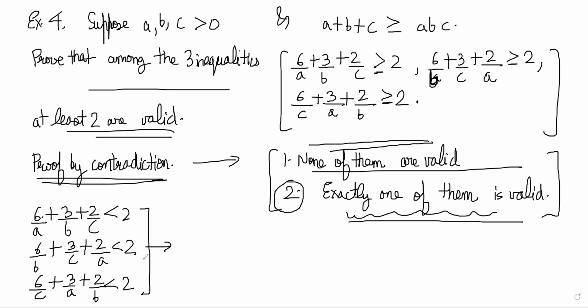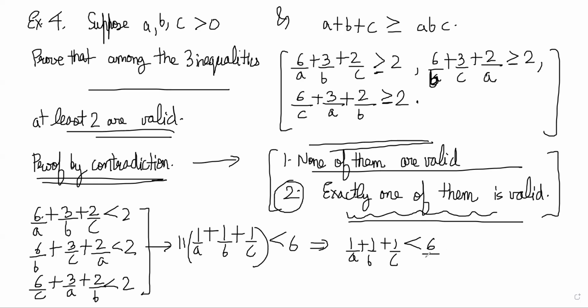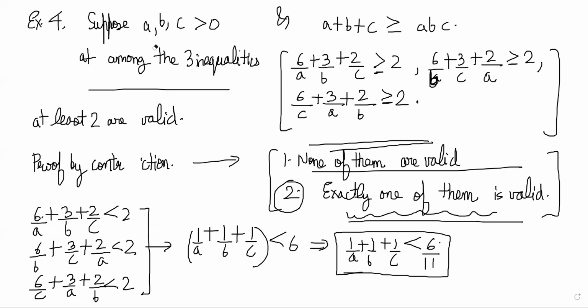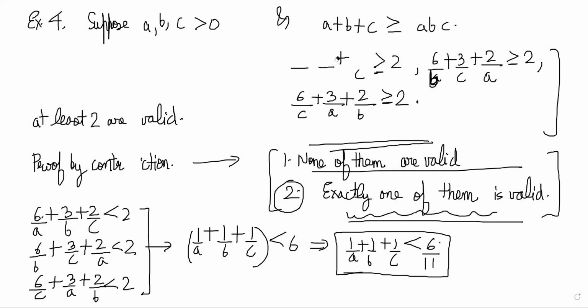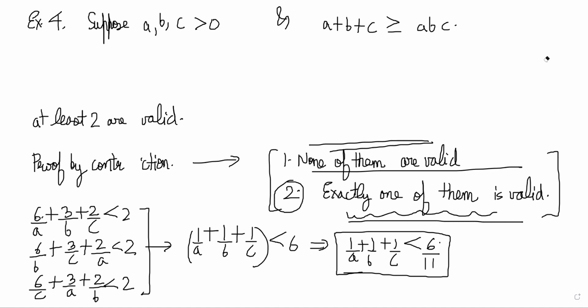If you add these inequalities, you get 11 times (1 by a plus 1 by b plus 1 by c) is less than 6. Which implies that 1 by a plus 1 by b plus 1 by c is less than 6 by 11, right? We are getting this as a conclusion from our assumption in this case, because we assume none of them are valid, right? However, we can also say, if you want to analyze (1 by a plus 1 by b plus 1 by c) whole square, think about it.